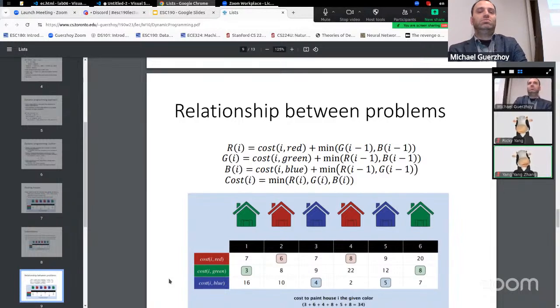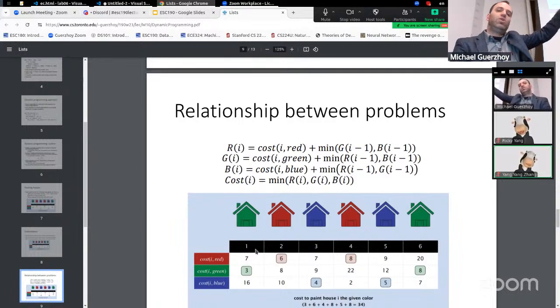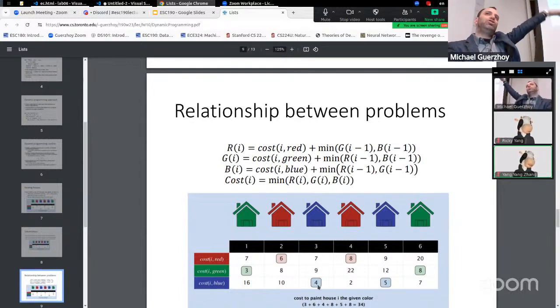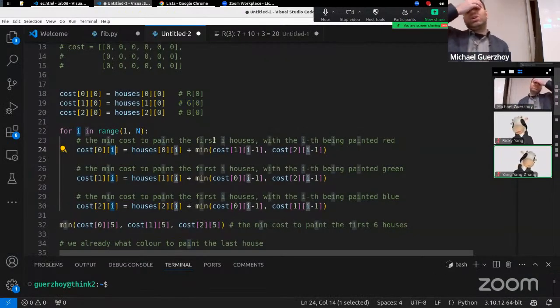Make sense? So here it's a little bit misleading because those are the costs, not the total costs. So when we're computing R3, G3, B3, we've got to look at R2, G2, B2 and use those equations. You can't read off R2, G2, B2 from here. Those are the costs, not the RGB thing. Make sense? And that's what's in the code, right?